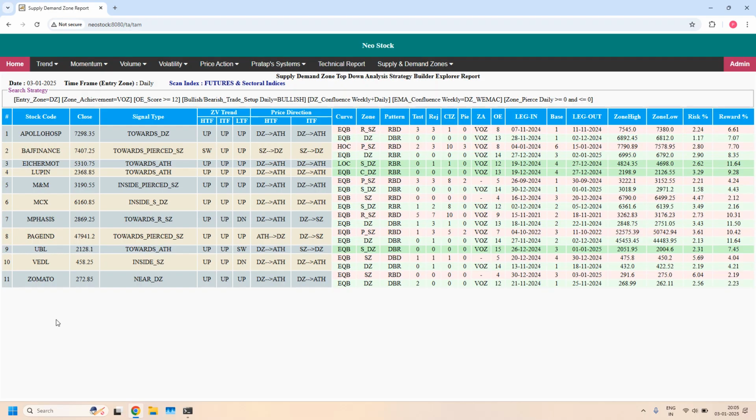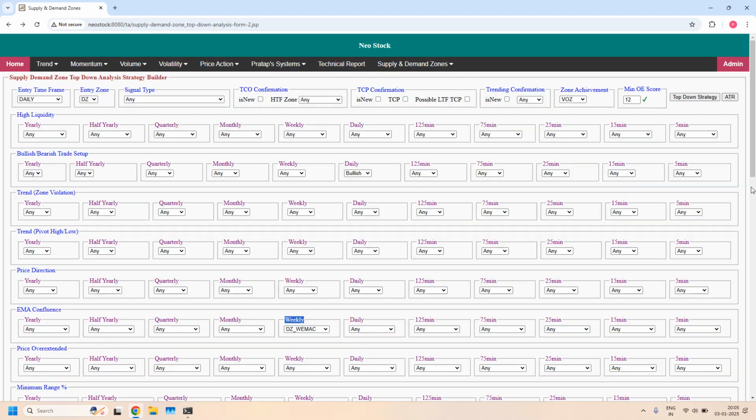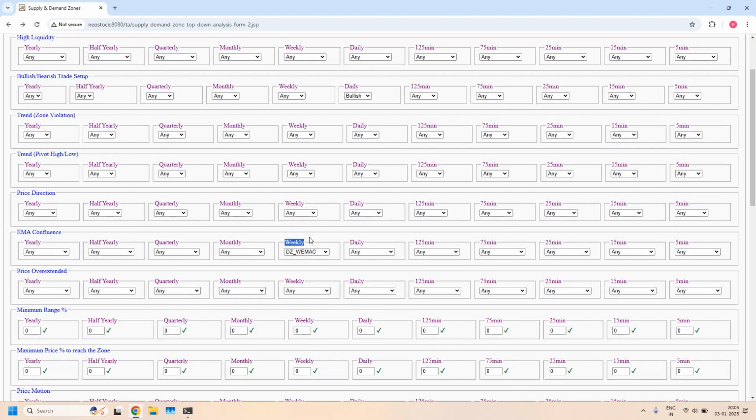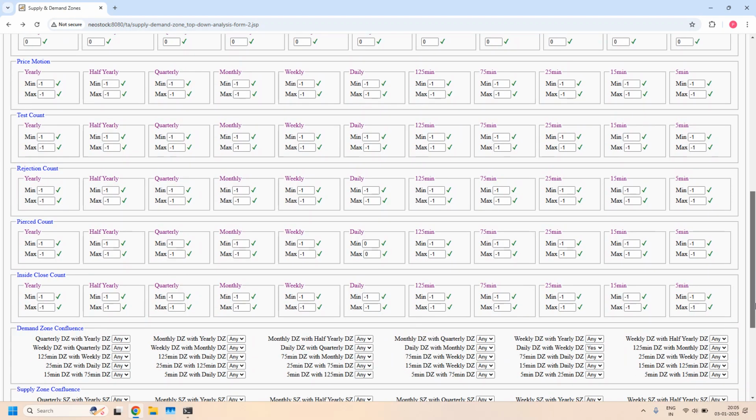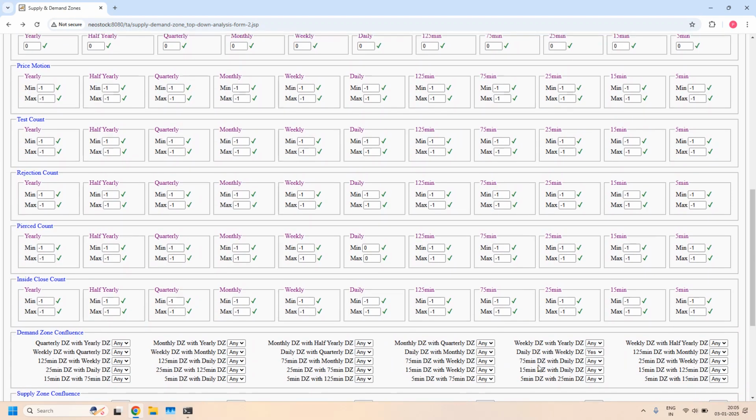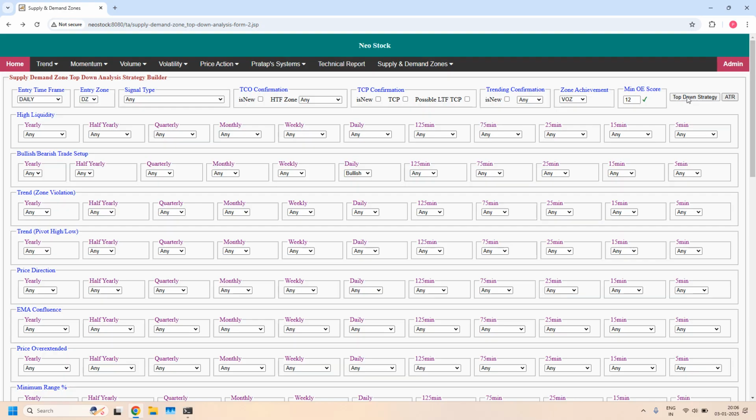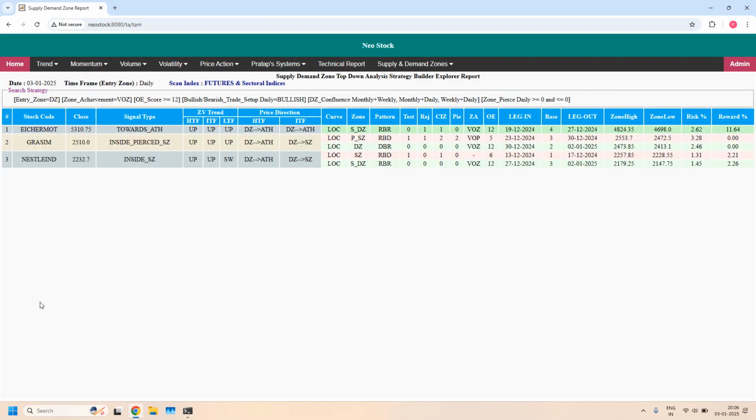Okay, next let us add LTF, ITF, HTF demand zone confluence. That is a daily, weekly, monthly demand zone confluence. We have to remove EMA filter because that is ITF EMA confluence. So in the demand zone confluence, three filters we have to set. First filter is already we enabled, daily with weekly. Next, daily demand zone with monthly zone confluence. Weekly demand zone with monthly demand zone confluence. With all the three filters, we got 3 stocks.